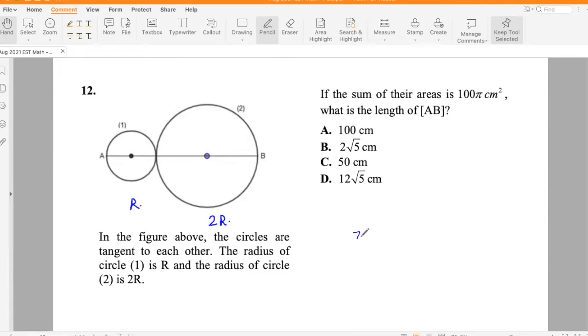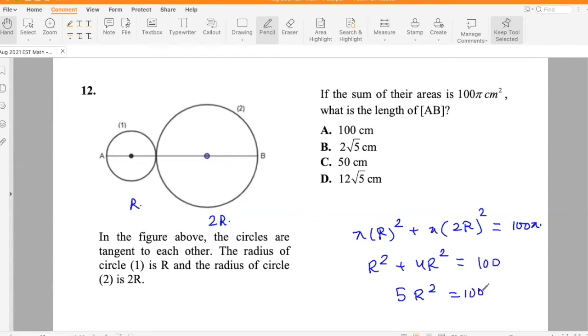Okay, so pi r squared plus pi (2r) squared is 100 pi. So r squared plus 4r squared is 100. 5r squared is 100, so r squared is 20. So r is root 20, right? And that can be written as 2 root 5. So r is 2 root 5.